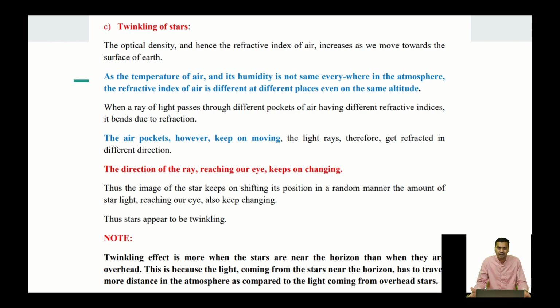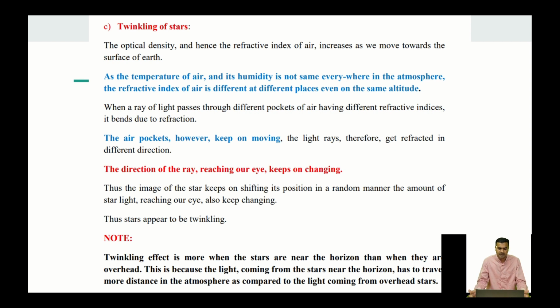Sun doesn't twinkle, stars twinkle. Twinkle means it is somewhat like on and off. When you are getting the light from the star, at the next instant you are not getting the light from the star. Therefore, the stars appear to twinkle. In reality, they are not twinkling; it is due to the refraction. We are going to observe this phenomenon.